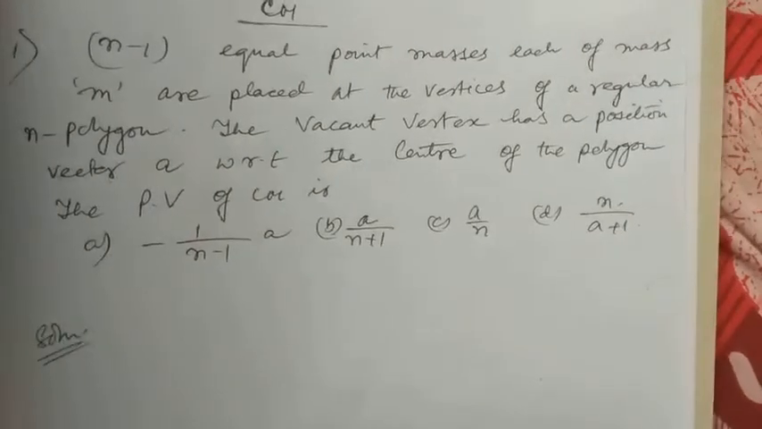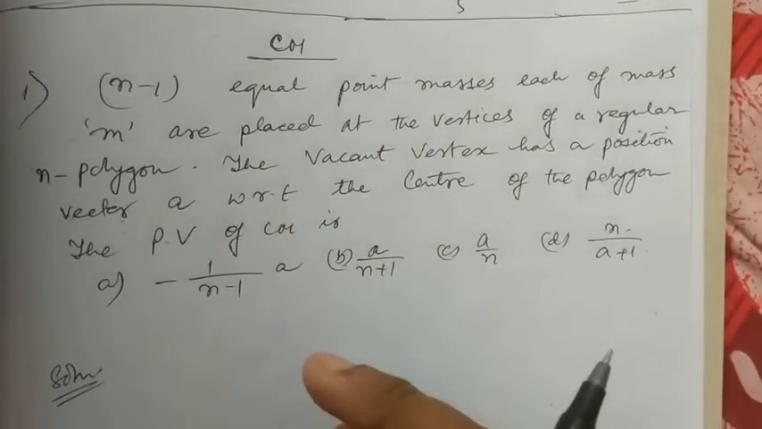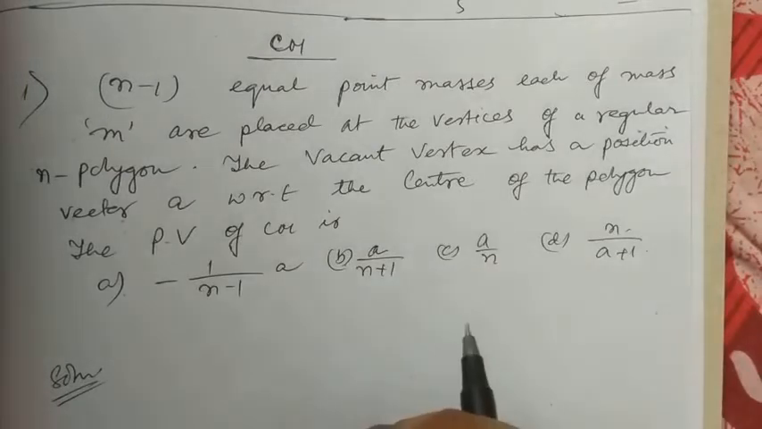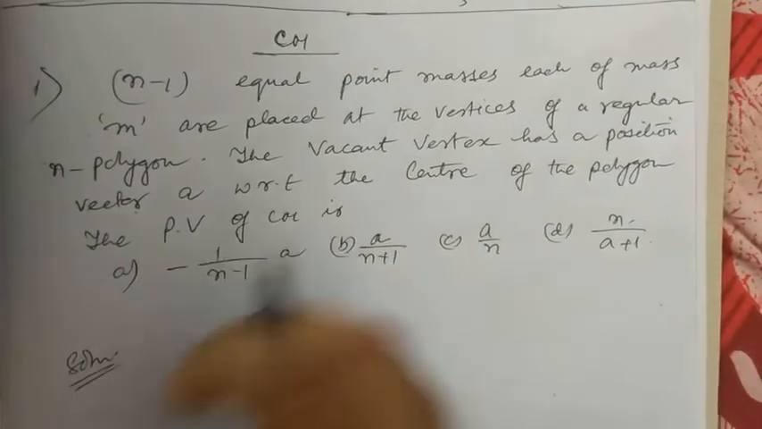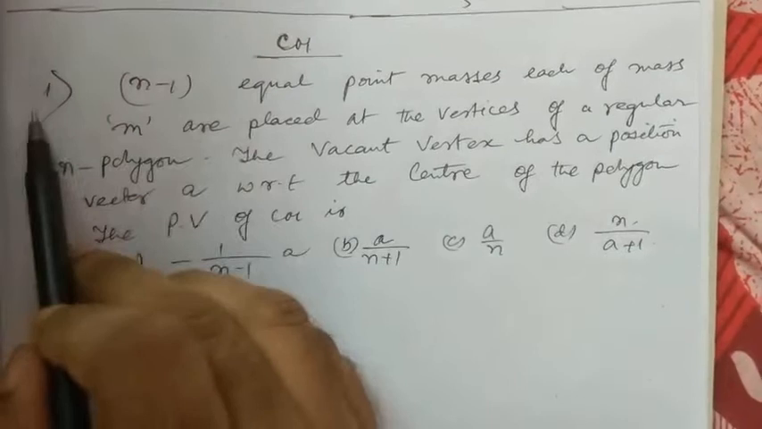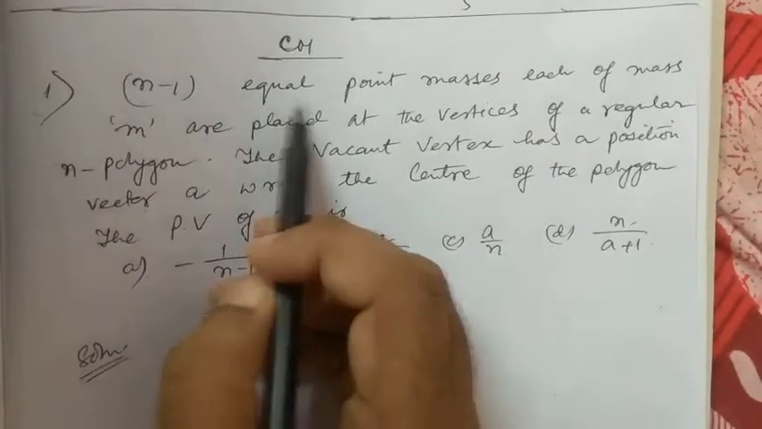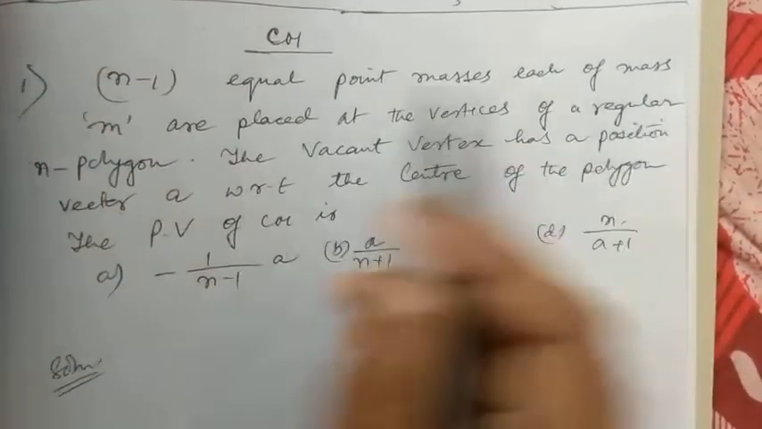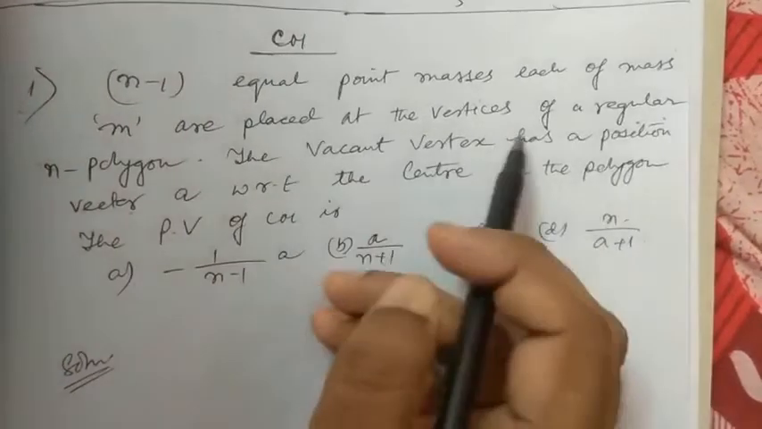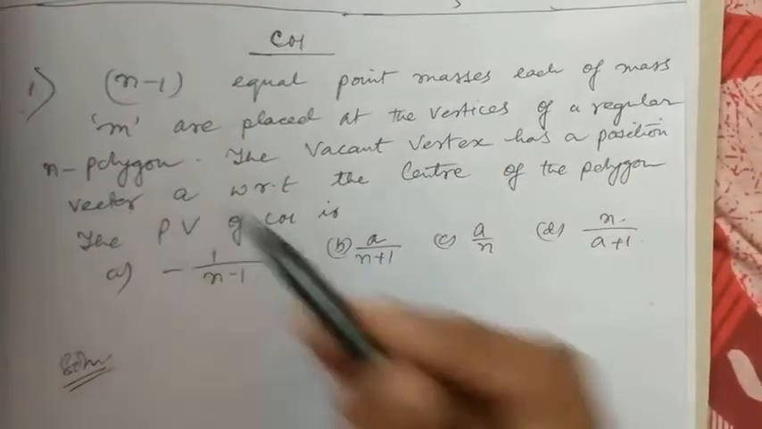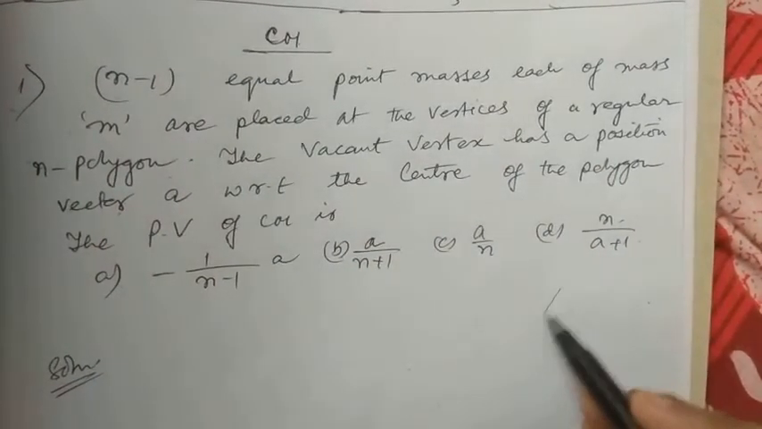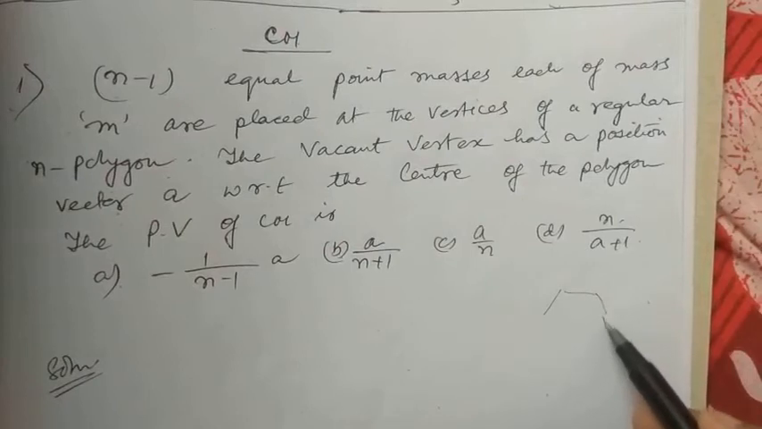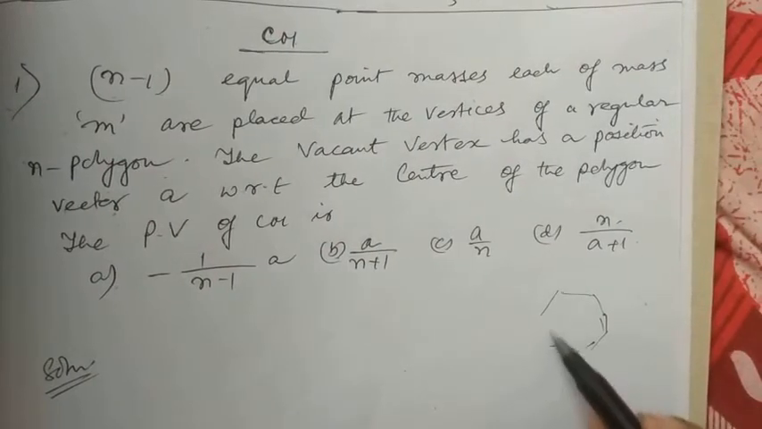In this video we are going to discuss a few tricky problems related to the center of mass. The first one is: n-1 equal point masses, each of mass small m, are placed at the vertices of a regular n polygon. That means we have got a polygon of n number of sides.